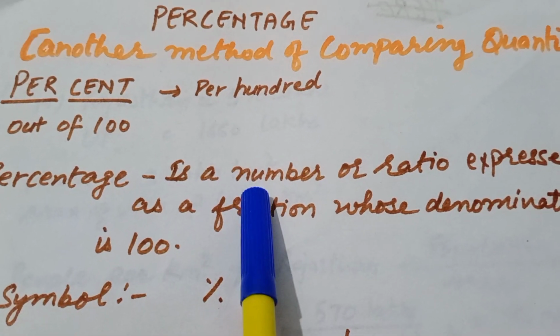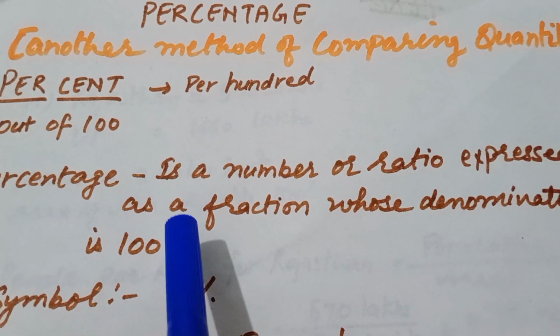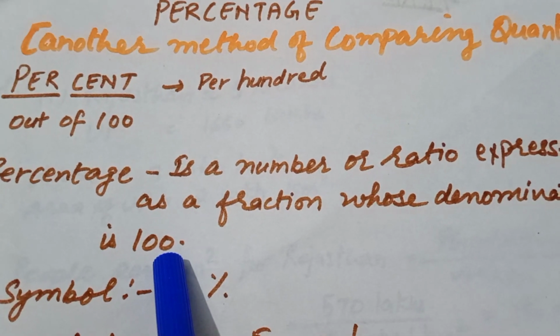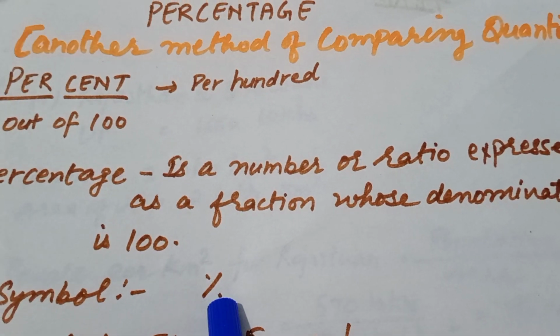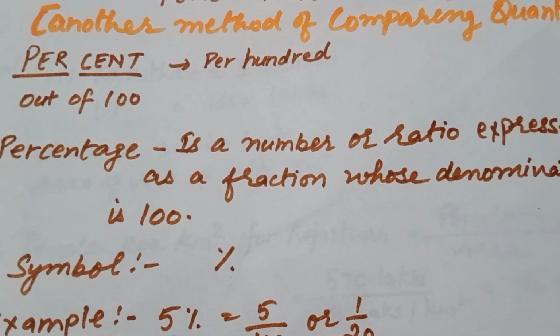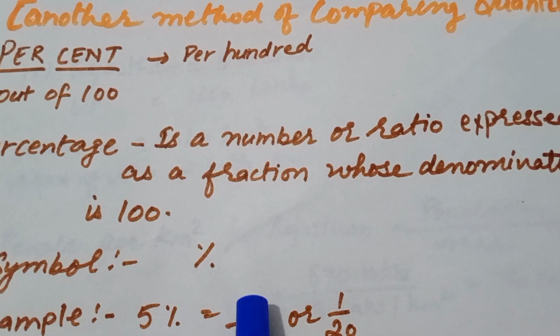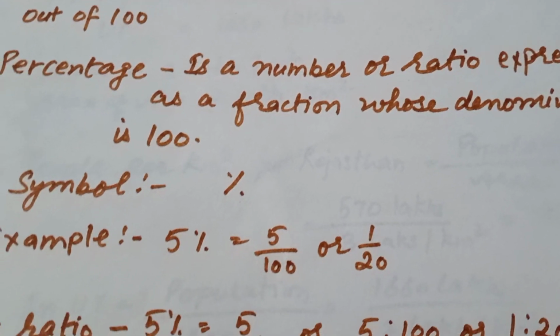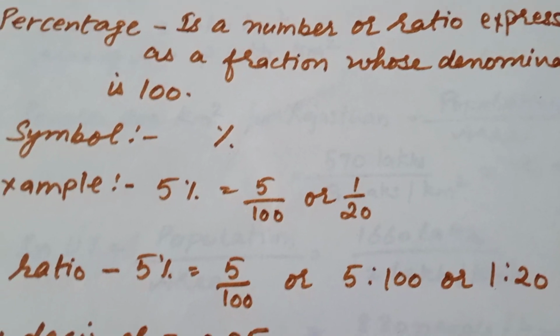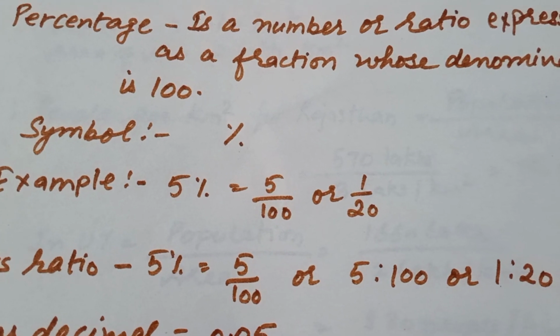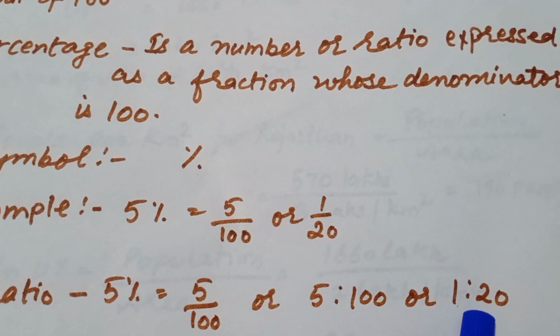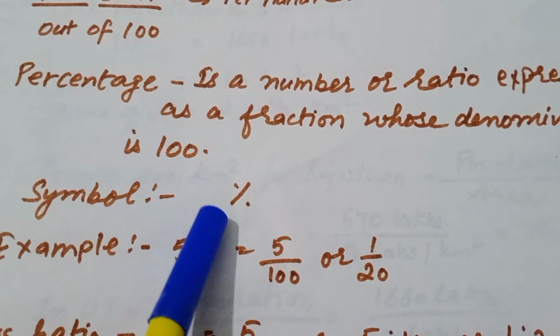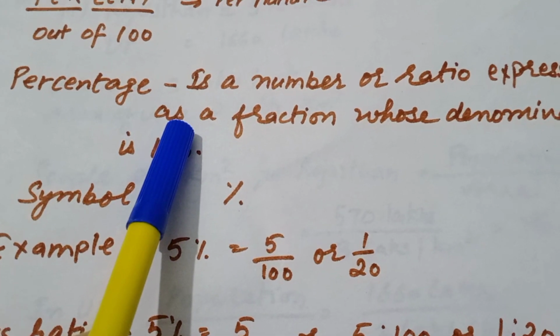Percentage is a fraction or a ratio, you can say, with the denominator 100. The symbol for percentage is this. For example, 5%, or you can say 5 out of 100, or 1 by 20, or in decimal form you can say 0.05. This is in ratio form. So I hope the symbol of percentage and meaning of percentage is clear to you.